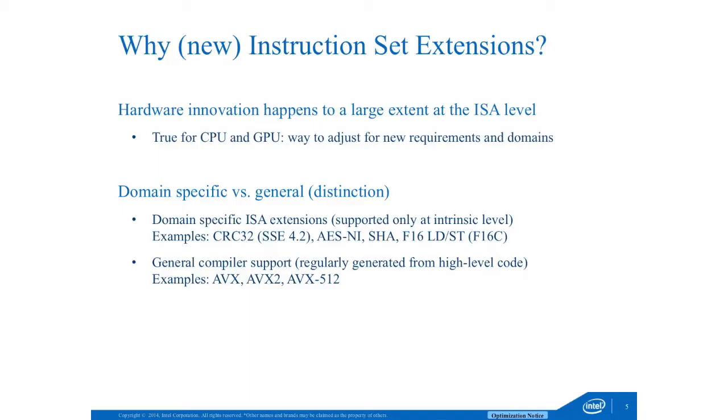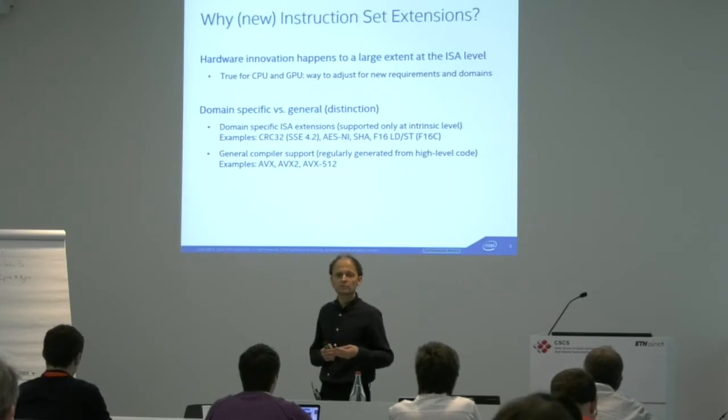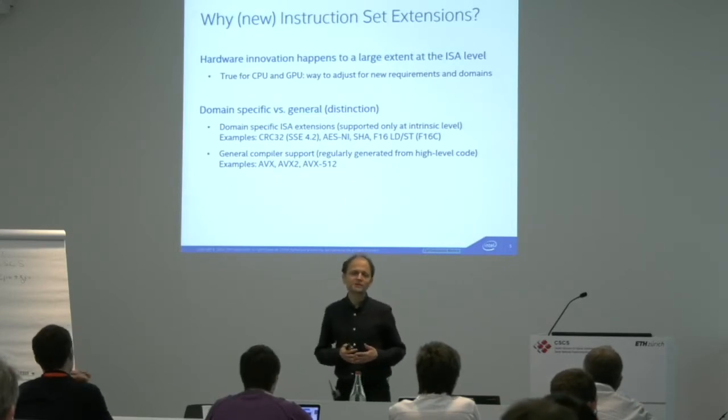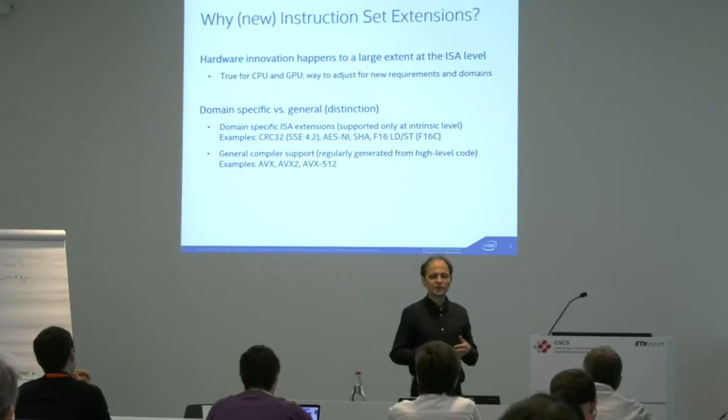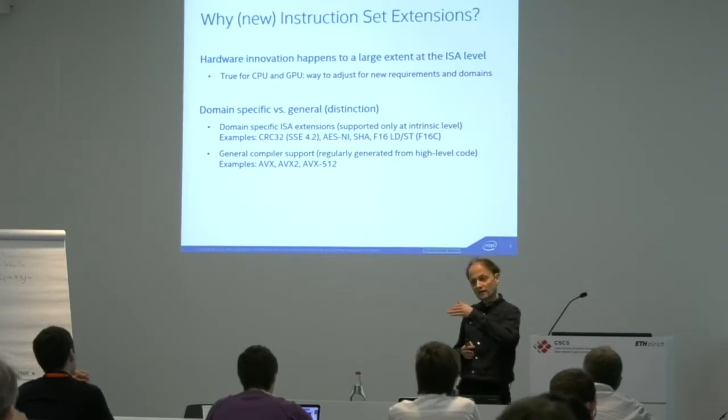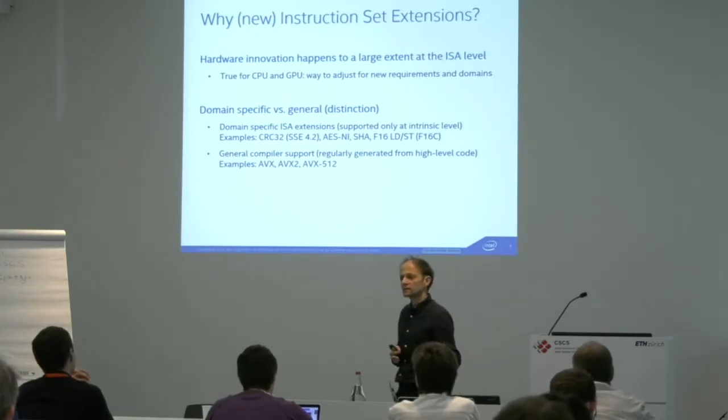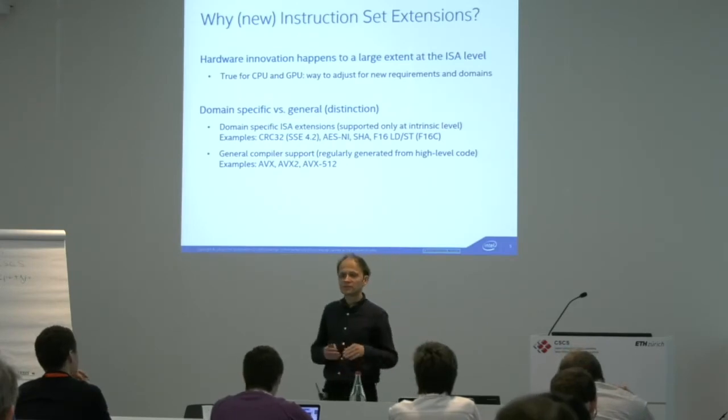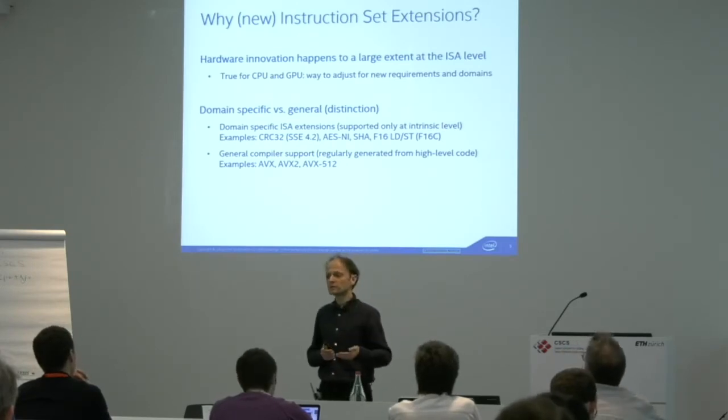On the other hand, that also means that our compiler and others as well are essentially asked to generate such code regularly based on high-level code. So the goal with a general instruction set extension is to generate that kind of code out of high-level languages like Fortran, C, or C++. It is not the intent to rely on an intrinsic enabling.